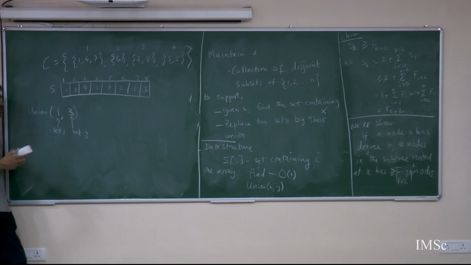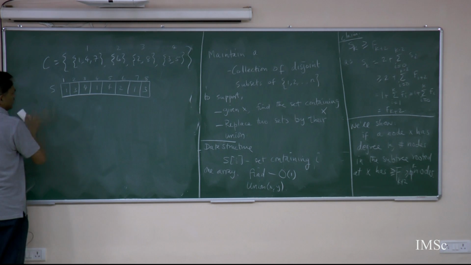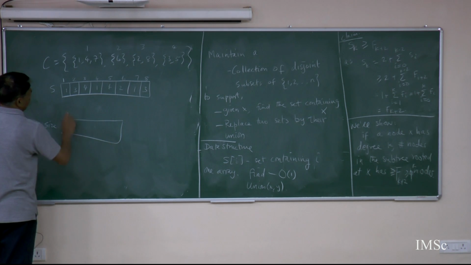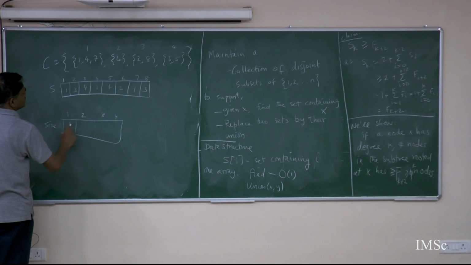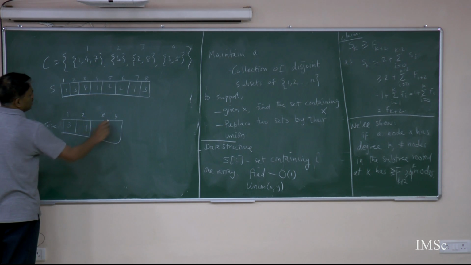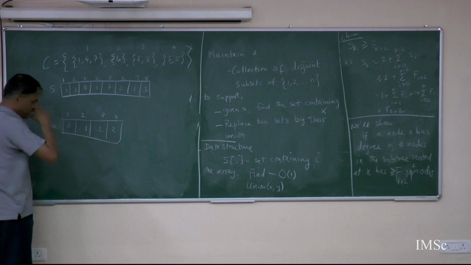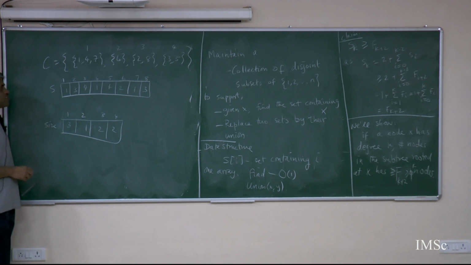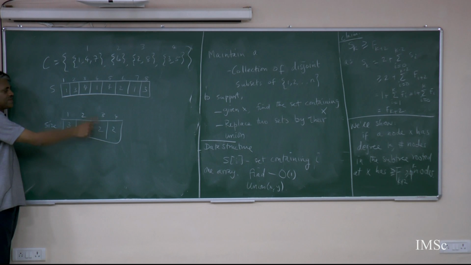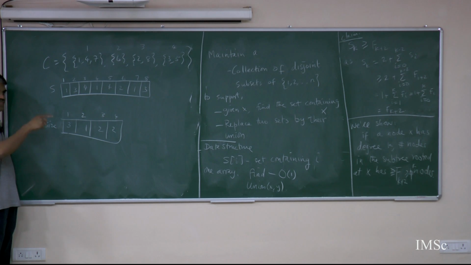So let's keep some more stuff. Can you keep an array size? In this case, 1, 2, 3, 4, which says the size of set number 1 is 3, set number 2 is 1, set number 3 is 3. Now if you want to merge sets 1 and 3, you go to the sizes and say, set 3 has fewer elements, so change all the 3s to 1, if I can find the 3s faster.